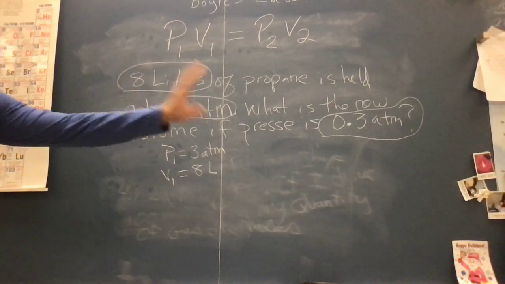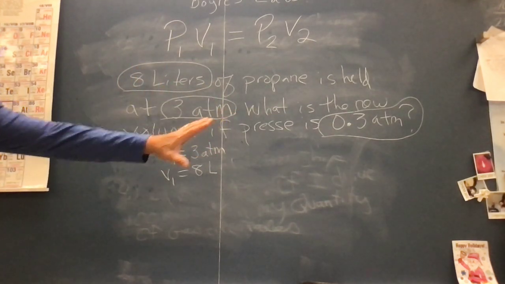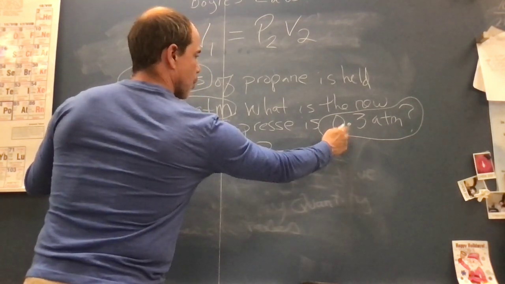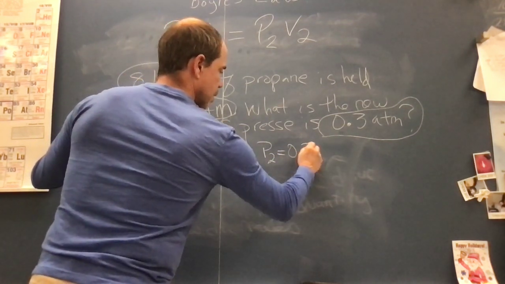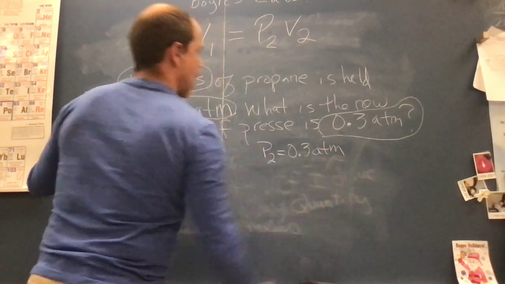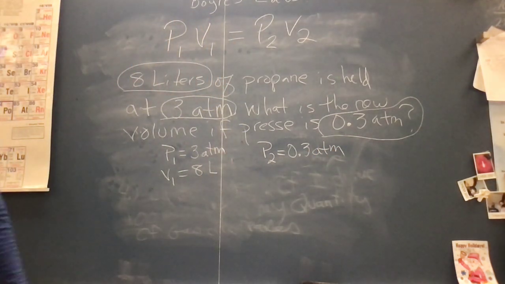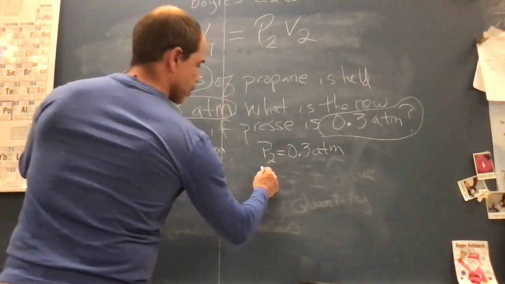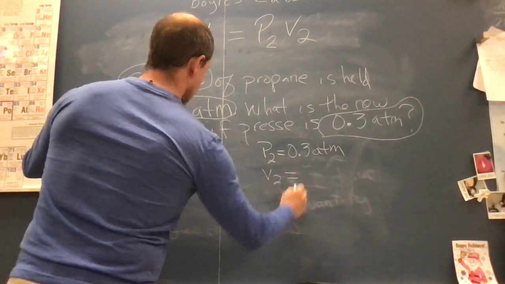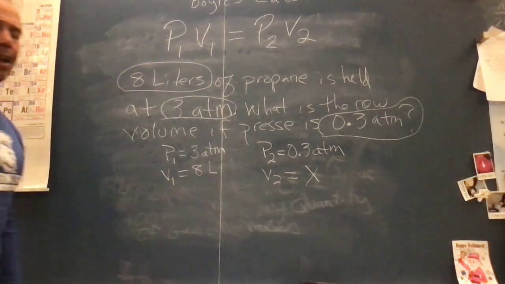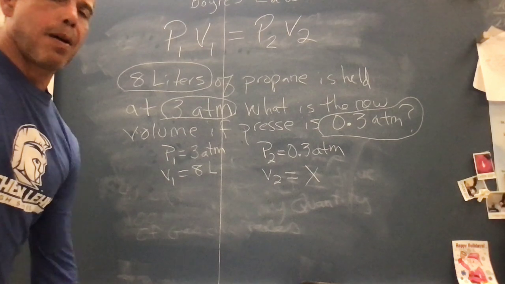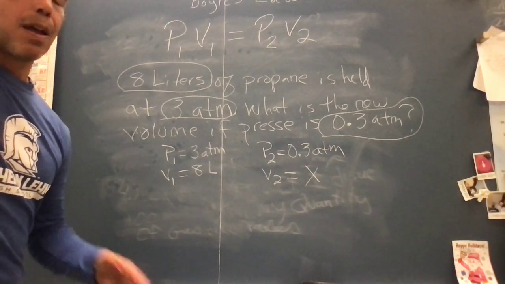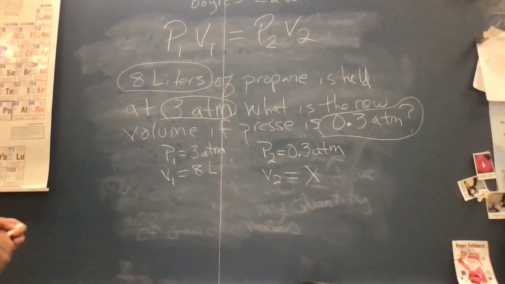And then for the final values, I'm going to say pressure 2 equals 0.3 atmospheres. And our volume 2 is the unknown. It says, what is the new volume? So that's our unknown. So it's going to be volume 2 equals X. Okay, I mean, you can leave it as V if you want. Obviously, the letter doesn't matter. I've always used X for some reason. I don't know why. But we're going to go ahead and solve this problem then.